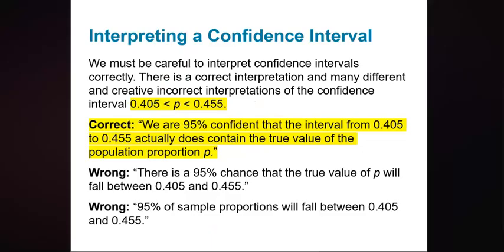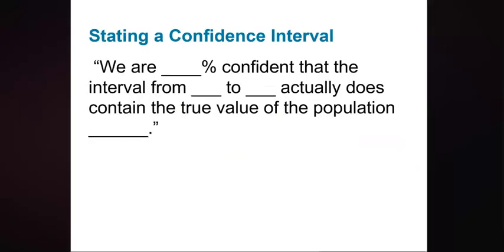So let's talk about interpreting a confidence interval when we get the results. We have to be really careful about correctly interpreting it. So we would say for this confidence interval right here, we are 95% confident. They gave us that confidence interval, by the way. We are 95% confident that the interval from 0.405 to 0.455 actually does contain the true value of the population proportion P. We're not going to say that either of these two. And you can actually fill in the blanks when you are doing a confidence interval. And that is what I suggest you do. They're going to give you the confidence value, and then you're going to fill in the blanks with these values.